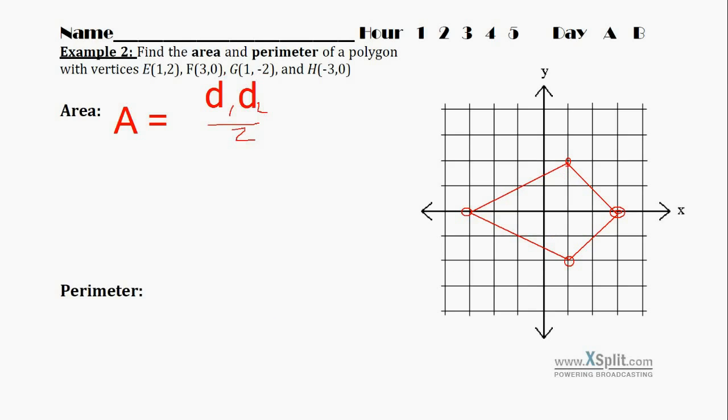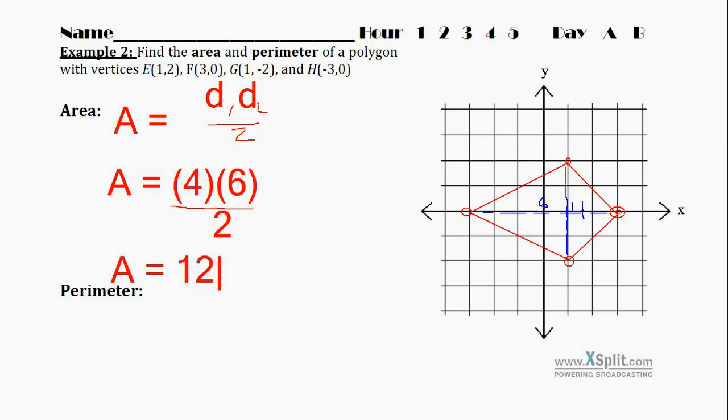Looking at these diagonals, I'm going to draw these in blue. One of our diagonals is 4, all the way down. The other diagonal is 1, 2, 3, 4, 5, 6 across. So one diagonal is 4, one diagonal is 6. Area is equal to 4 times 6 all over 2. 4 times 6 is 24, divided by 2, so the area is 12 units squared.